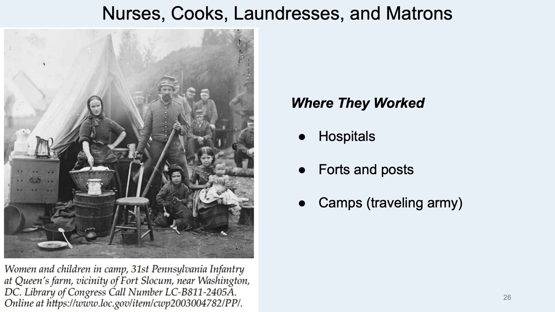Moving on now to nurses, cooks, laundresses, and matrons. Some unknown numbers of women followed the armies around, usually wives of officers. The photo here shows a woman and her children, and presumably her husband, there in the camp of the 31st Pennsylvania Infantry Regiment on the outskirts of Washington, D.C. The important thing to understand is that women performed all these roles, nurse, cook, laundress, matron, kind of interchangeably. So don't be fixated on the title the woman has.